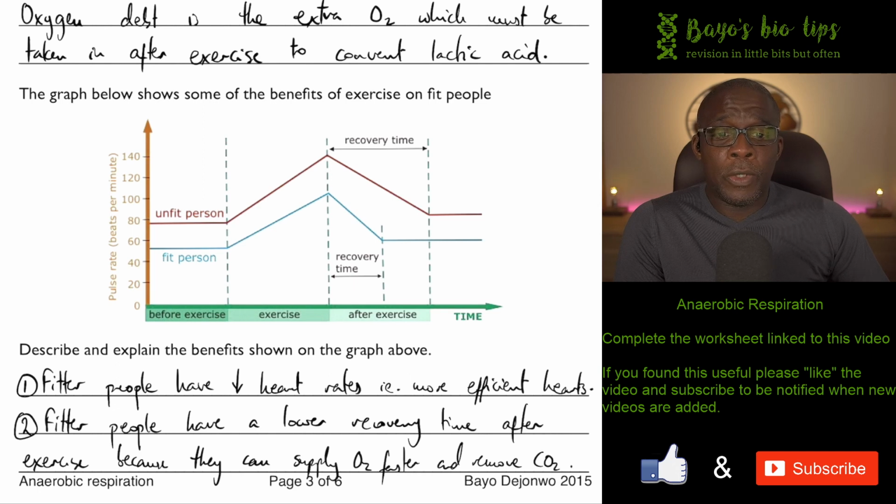Fitter people have a lower recovery time. That means that it takes less time, as I said earlier, for them to take in the extra oxygen required after a period of exercise in order to clear out whatever lactic acid they built up. And remember, in a fitter person, they'd have built up less lactic acid than an unfit person in the first place.